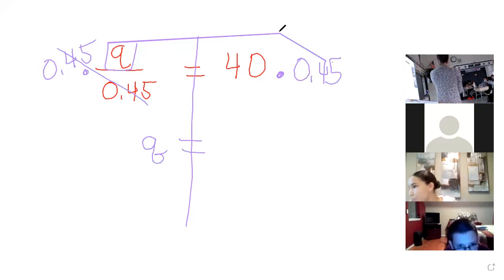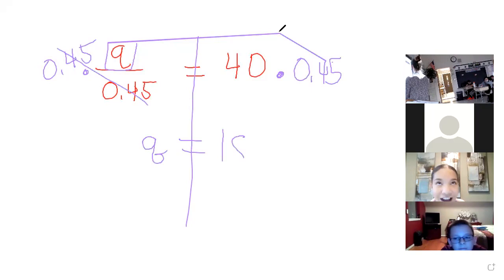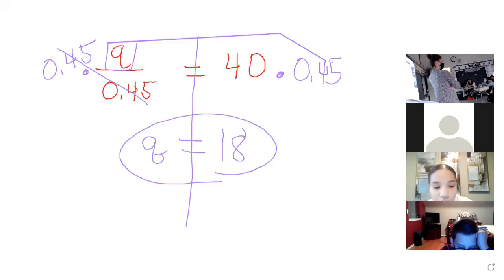Multiply 40 times 0.45. What do we get? 18. Is it okay to put 18.0 or 18 point whatever you end up getting, as long as it represents the same value as 18? We're good.